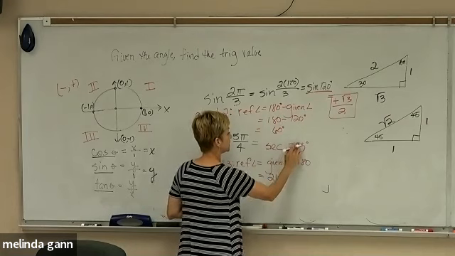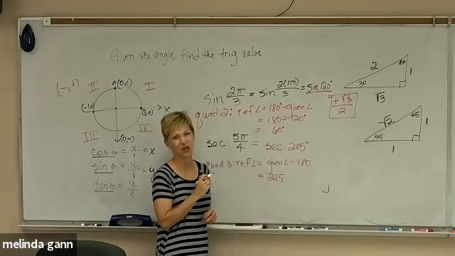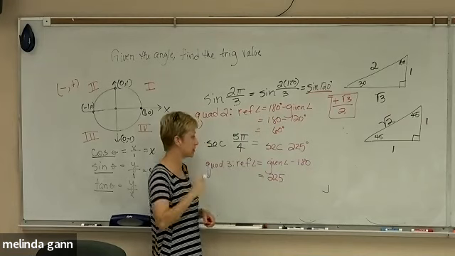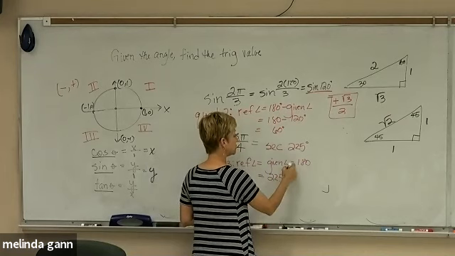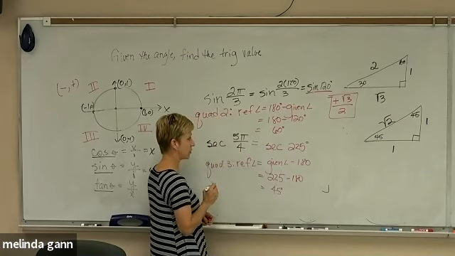I'm sorry, it's not 215, it should be 225. Helps if I can do it correctly. I don't do it well in my head sometimes. I don't have my calculator with me, so you double check me and make sure that I'm doing them right. So 225 minus 180 is going to give me 45 degrees. So my reference angle is 45 degrees.